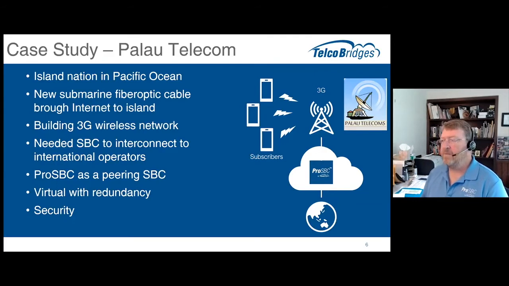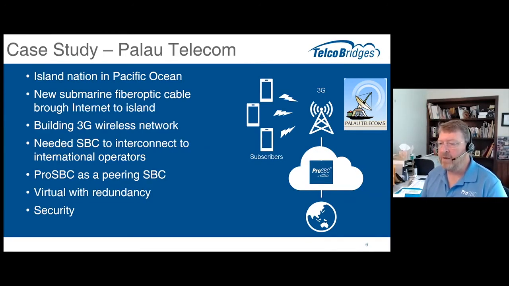And Palo Telecom set up a 3G wireless network to provide telephone services to their customers, and of course they needed a session border controller to interconnect this 3G wireless infrastructure to international operators so that they could make calls, etc. So they use ProSBC as a peering SBC in their implementation.